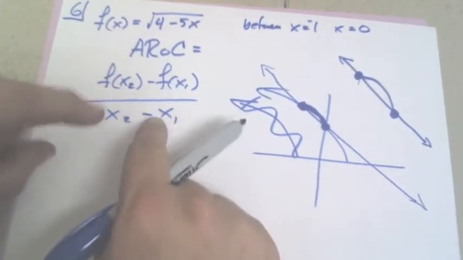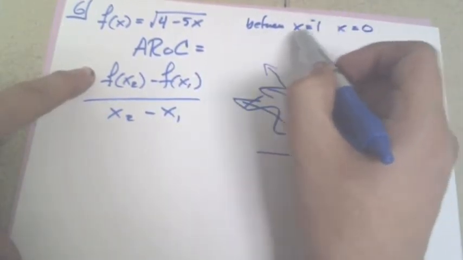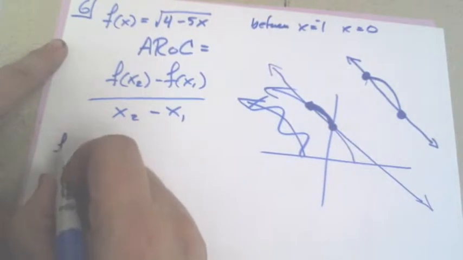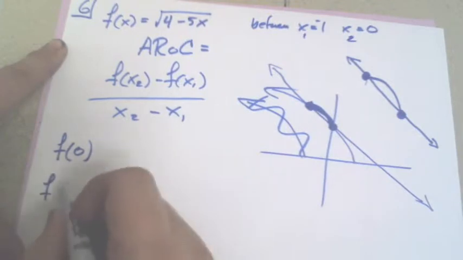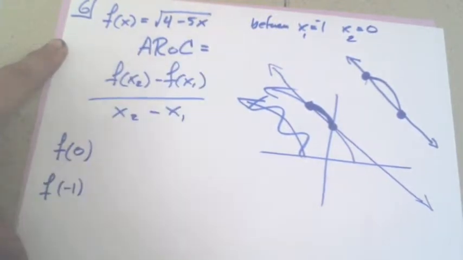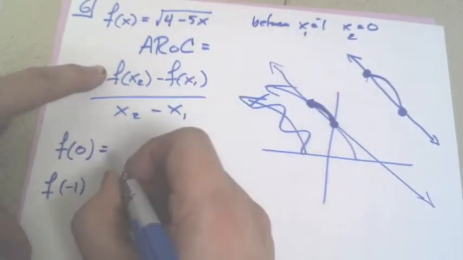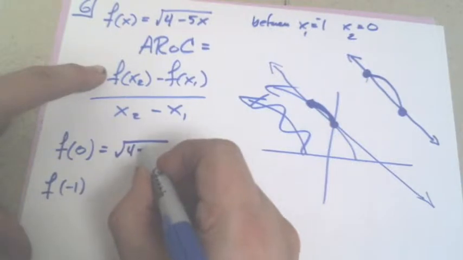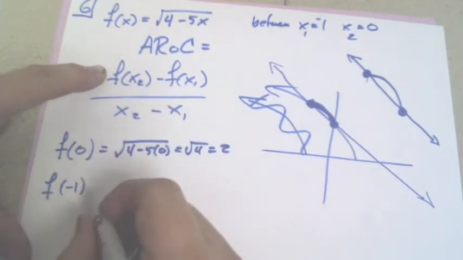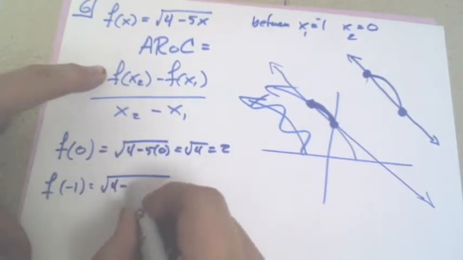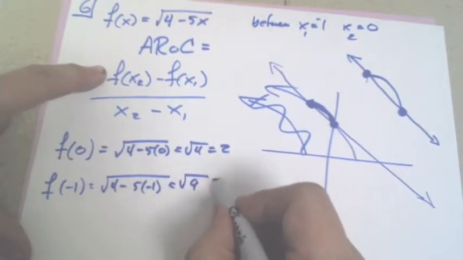Now, we've been given the x values. They just didn't tell us the y values. The extra step is we have to find those y values. We have to go find f of 0 and f of -1 and put those in. So f of 0, put a 0 in there. Square root of 4 minus 5 times 0 is the square root of 4, which is 2. Put in the -1. Square root of 4 minus 5 times -1 is the square root of 9, which is 3.